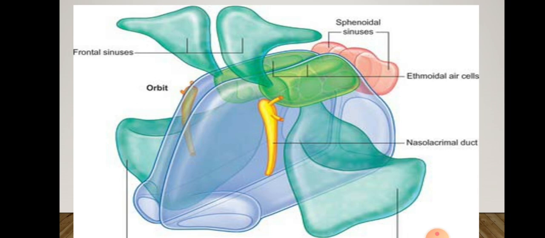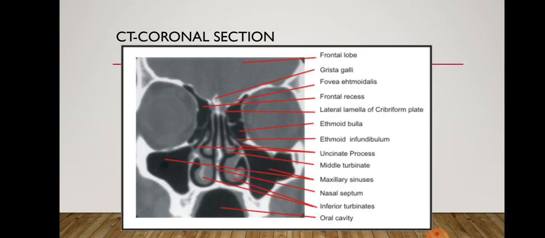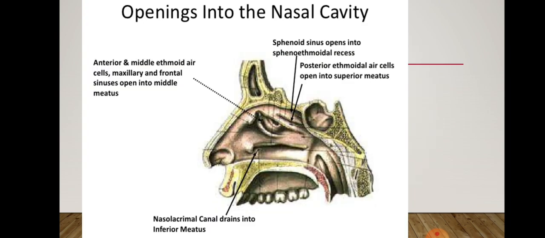So this is a 3D line diagram to show the situation of the different sinuses in relation to the nasal cavity. And this is a CT coronal section where you can visualize almost all the sinuses except the sphenoidal air sinus. You can very well appreciate the crista galli too. And then the opening of the air sinuses into the lateral wall of the nasal cavity: the frontal air sinus drains into the infundibulum, and just below that you have the image of the anterior ethmoidal air cells.